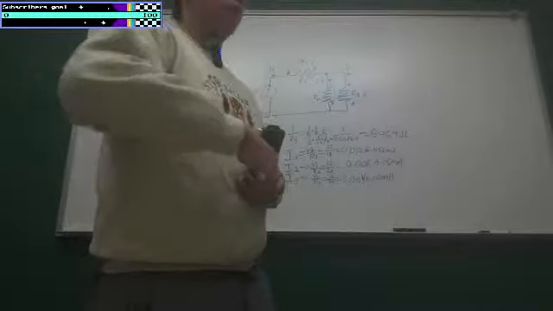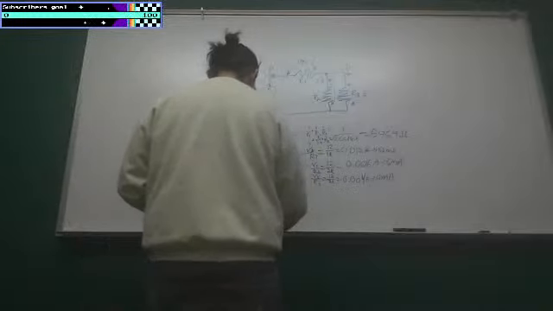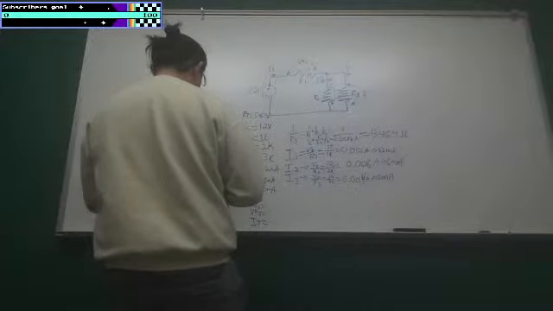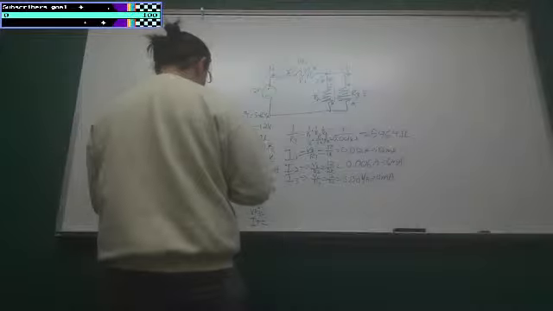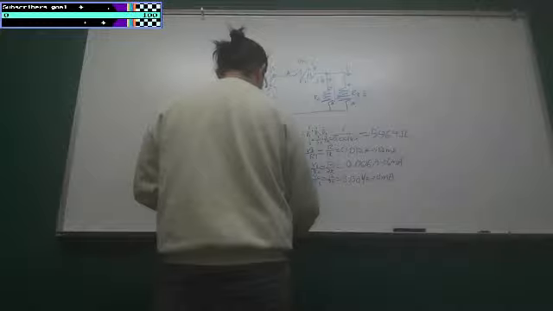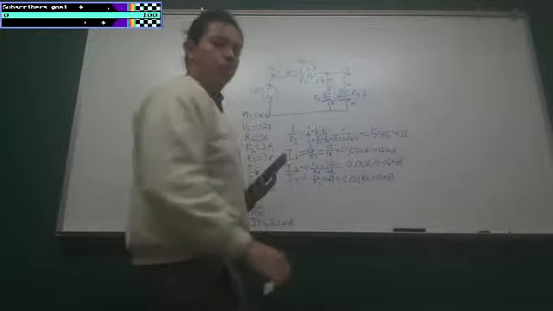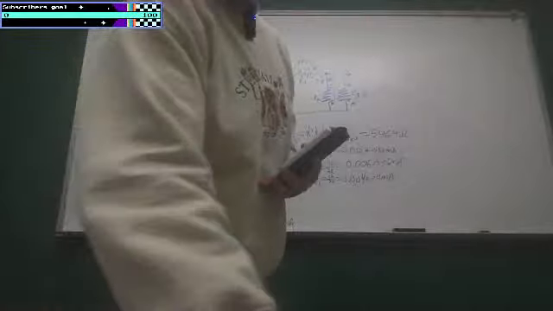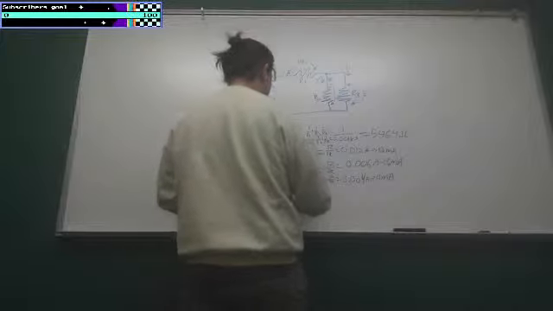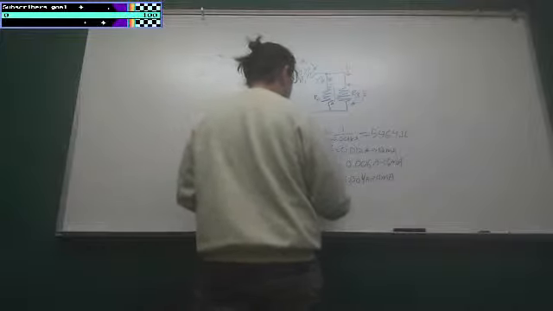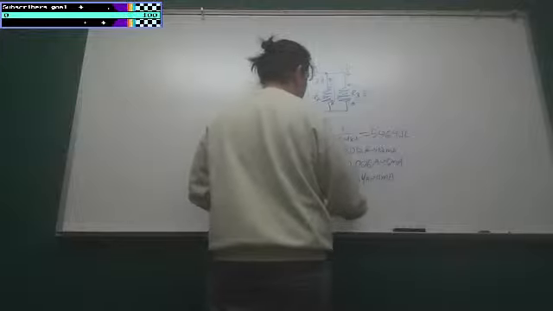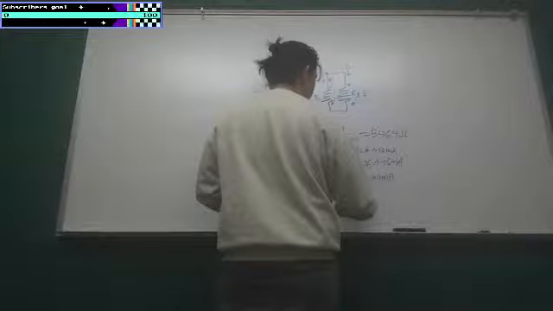Oh, okay. Next, we're going to do I total. So it's just going to be 12 plus 6 plus 4, which is 22 milliamps. That's just IT is equal to I1 plus I2 plus I3.